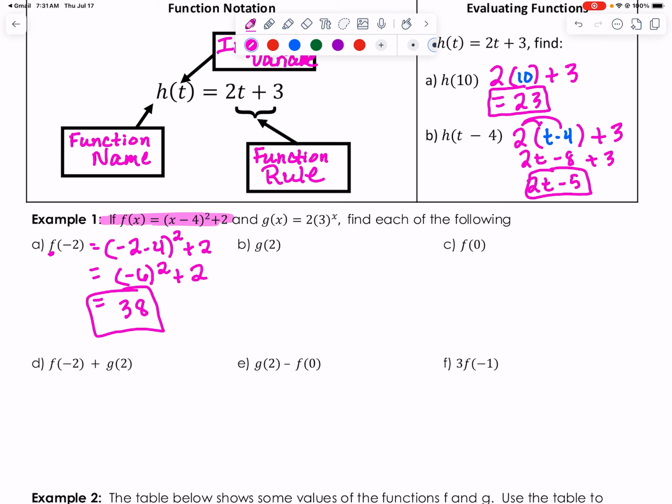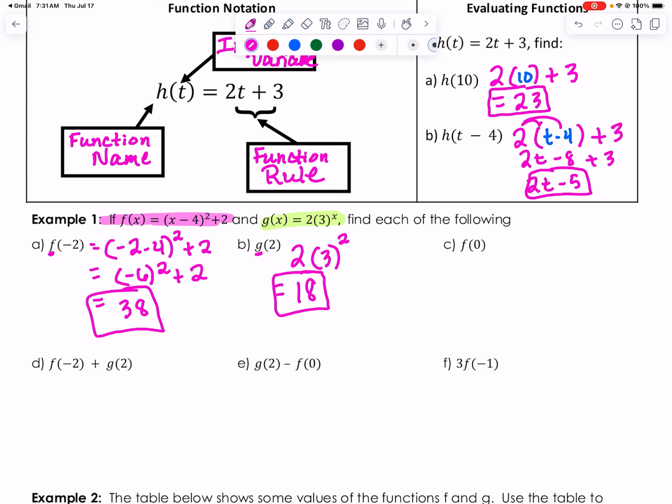Negative 6 times negative 6 is 36, and 36 plus 2 would give us 38. Now in problem B, they're asking us to evaluate g of 2. So because our function name is g, we want to be sure and plug it into the g of x function. So I'm going to evaluate this 2 times 3 to the 2 power. Now be sure to use your order of operations here. We want to do 3 squared first, which is 9, and then 9 times 2 would give us 18.